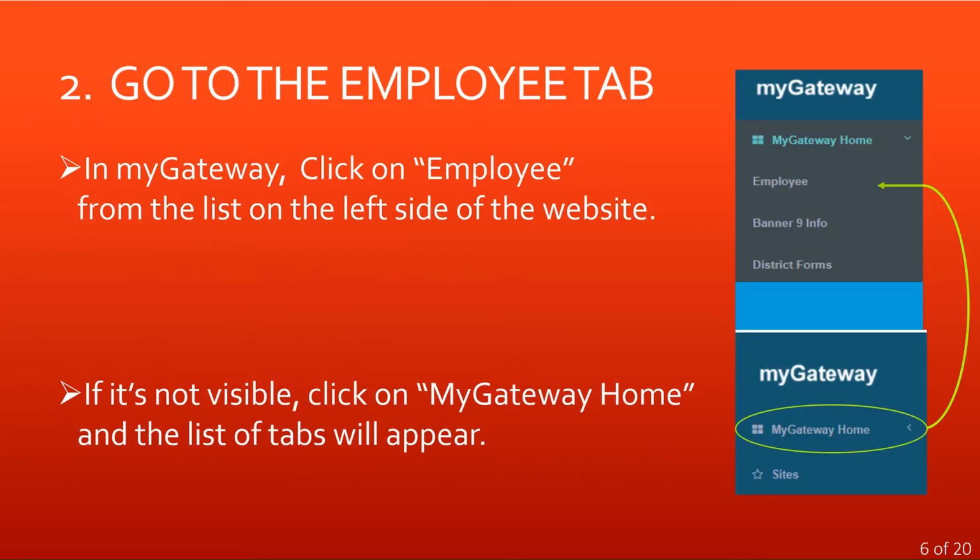Once you log into My Gateway, go to the Employee tab. If it's not the first page that you land on, then you can access it by clicking on Employee from the list on the left side of the website, and it's under the My Gateway home. If you don't see a list, then just click on the My Gateway home and you'll see the drop down. It'll open up the list, and then Employee will be available at that point.